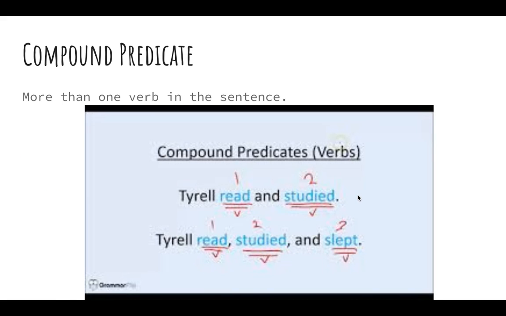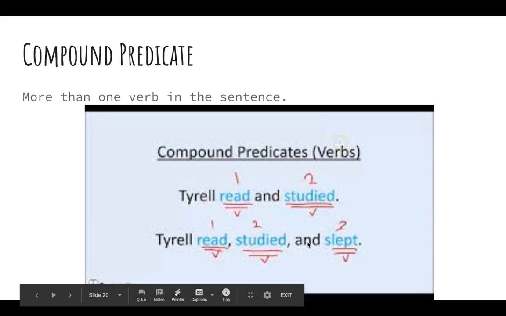Well, I can also have compound predicates, more than one verb in the sentence. Tyrell read and studied. What did he do? He read. He also studied. So we've got two verbs there, so that makes it a compound predicate. Tyrell read, studied, and slept. Again, there's more than one verb. This time we have three, so it's a compound predicate.